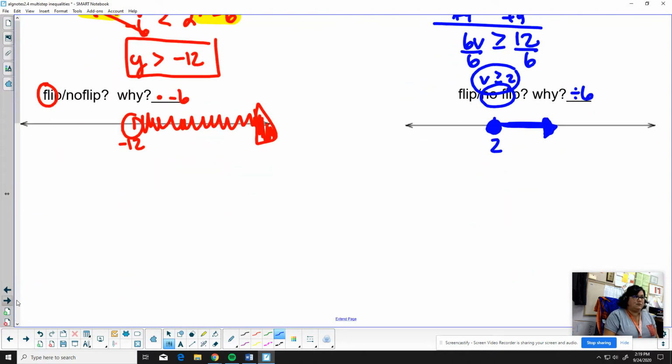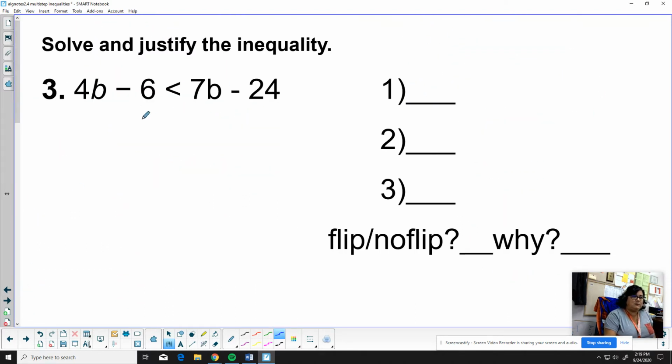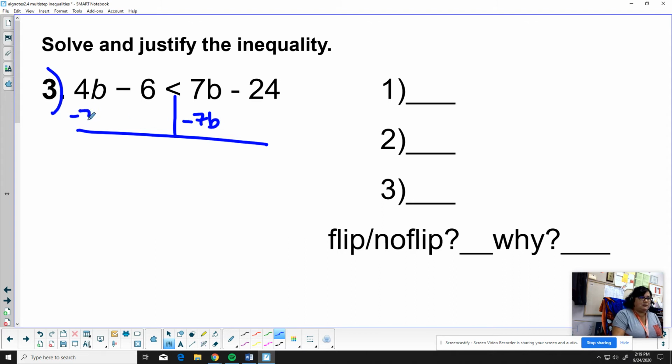All right, so number 3. So another variables on both sides. Why don't you give this one a try? Hit pause and try this one, solve for b. So again, I'm going to move the 7 over here. Now, usually I would move the 4, but I really want the b in the front because the b has to be in the front when you solve inequalities. So I'm going to go ahead and subtract 7b on both sides.